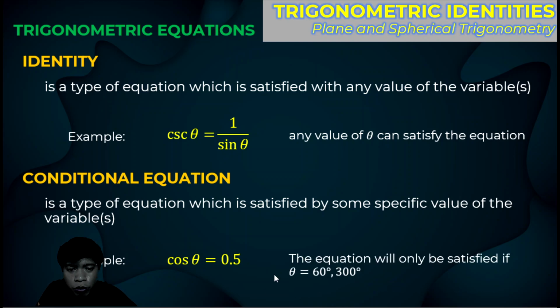So, sa case na to, yung value ng theta na makasatisfy ng equation is 60 degrees o kaya 300 degrees or meron pang ibang mga values. Pero hindi lahat, guys, nga sabi nga natin, ay kayang makasatisfy ng equation. So, yun yung difference, guys, ng identity at saka yung conditional equation. Kasi yung identity, kahit anong value ng theta, kaya makasatisfy ng equation, pero sa conditional, hindi ganon yung mangyayari.